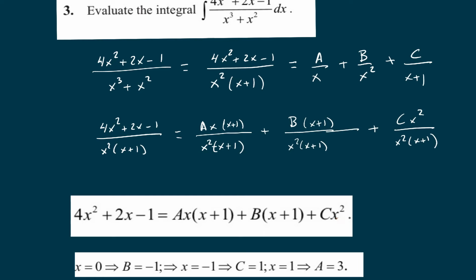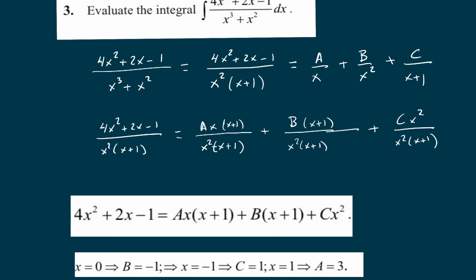So using clever points like x equals 0. x equals 0 will produce a 0 here, so I can find v. x equal minus 1 will cancel the v, will cancel here, and I can obtain the c. And x equal 1 will make the a equal 3, and the problem is solved.